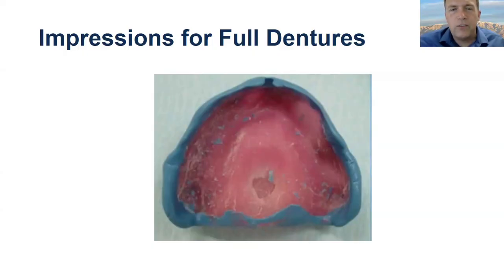Oh, listen to this. Here's a good tip. Exa Advanced is a light body material, but it's medium viscosity. So it's going to be really nice for doing this second impression. So after you've done the heavy body or compound, if you like, to do your border molding, then this Exa Advanced will be more likely to stay in here and adapt to the tissue without pushing too hard on it. Thank you for the tip. That's great.